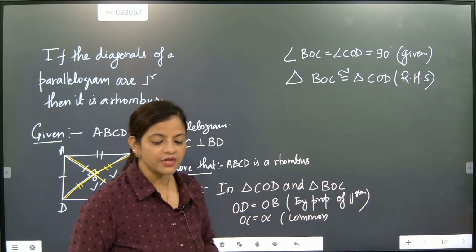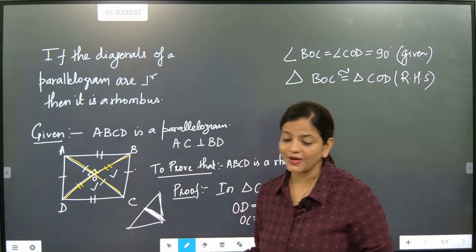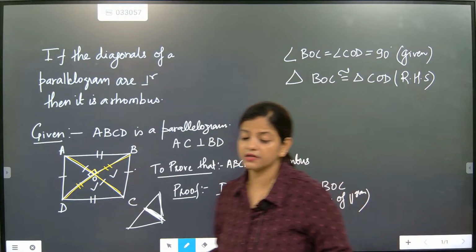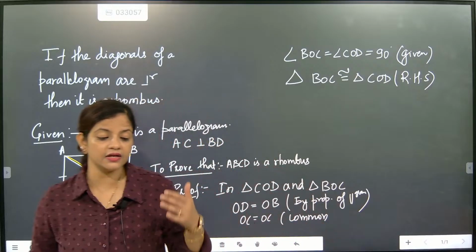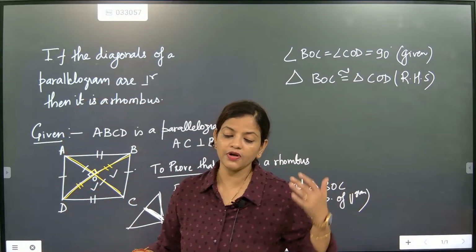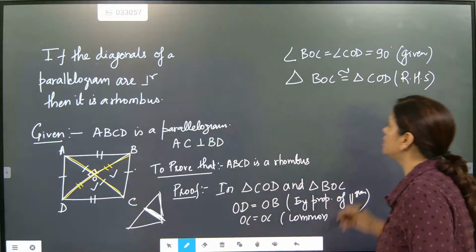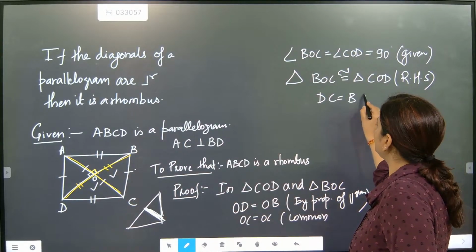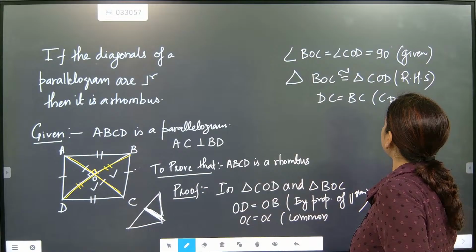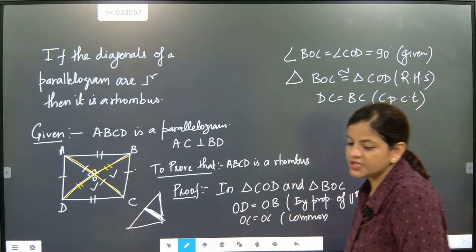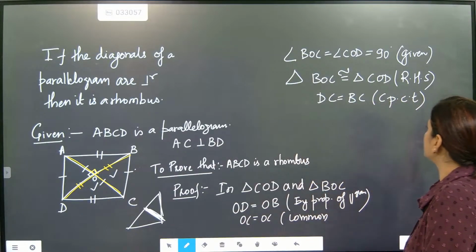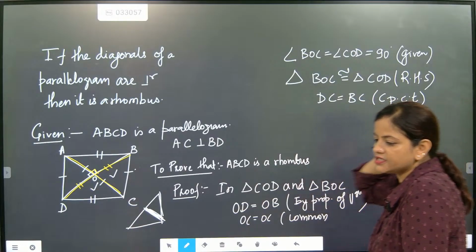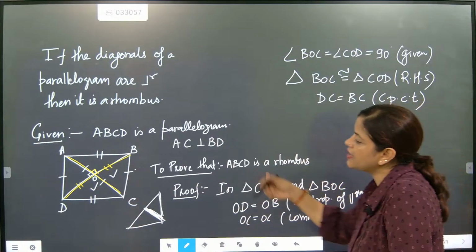And once the two triangles are congruent, their respective sides will become equal, because if two triangles are congruent, their corresponding angles are equal and corresponding sides are also equal. So by CPCT we can say DC is equal to BC. This is by CPCT. DC is equal to BC by CPCT.